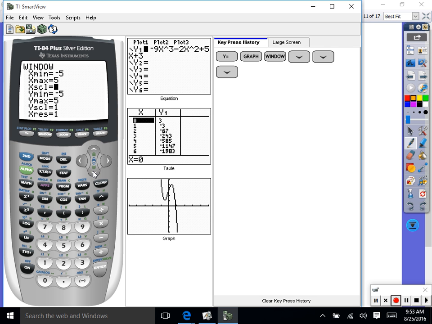And then Y min means as I need to see as far down as -5, so I put -5, and then my Y max is at 5. That's just so I can get in there closer. Does that make sense, everybody? Now, look right here. Look on your graph right here. So hit graph again. Right here is a turning point, and right here is a turning point.